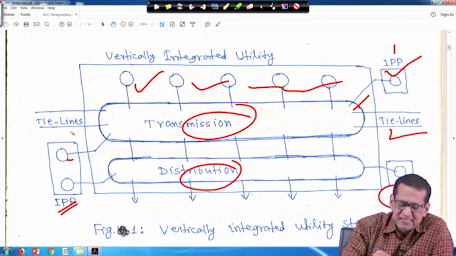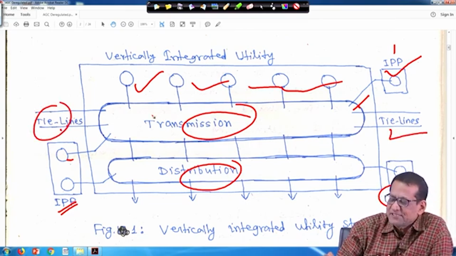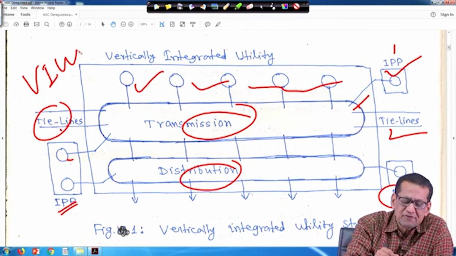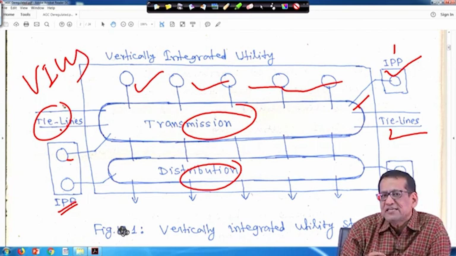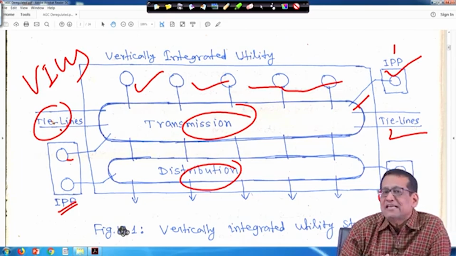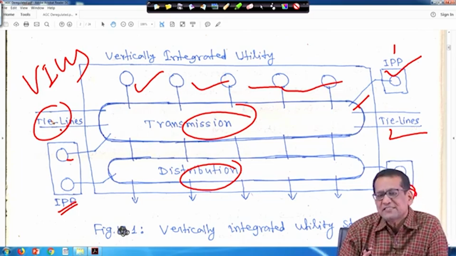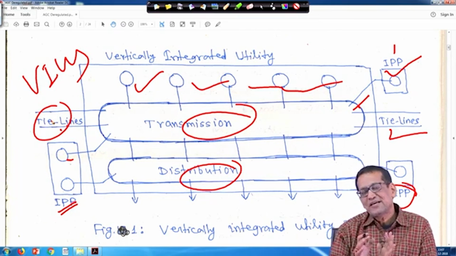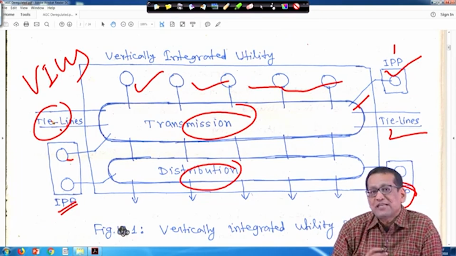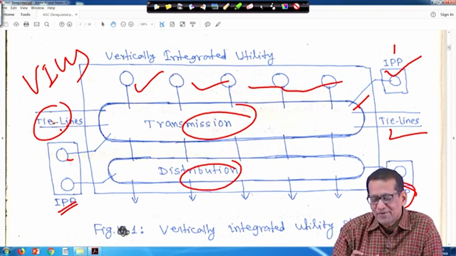And tie lines are there. These tie lines mean that this power system is interconnected with some other power systems, other VIUs, vertically integrated utilities, and selling and buying is actually served through these tie lines. So, this is actually the conventional power system. That means that you are the owner of generation, transmission and distribution together, right. This is the concept of vertically integrated utilities, right.